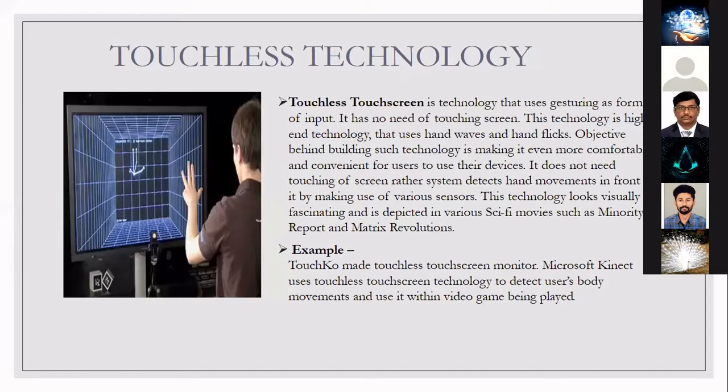And what actually is touchless touchscreen technology, sir? It is technology that uses gesturing as a form of input. It has no need of touching the screen. This is a high-end technology, where the user's hand waves and hand flicks are used. It does not need touching of the screen. Rather, the system detects hand movement in front of it by making use of vision sensors. It was launched by Touchco, which is a company of IBM.